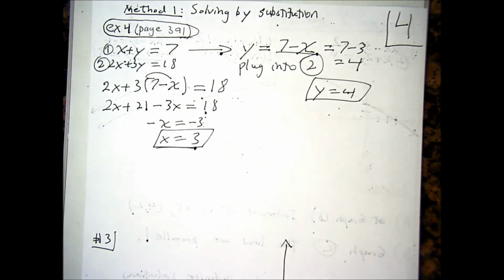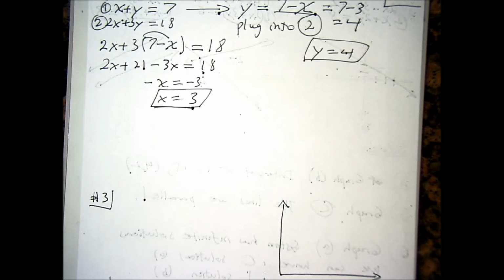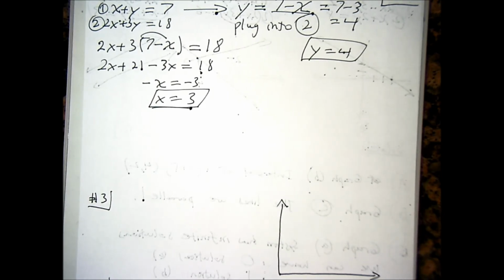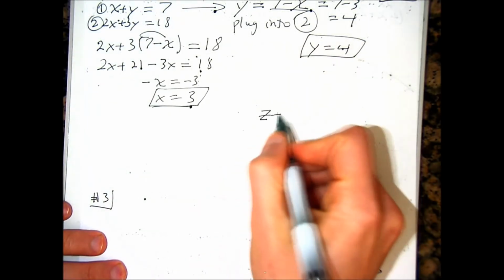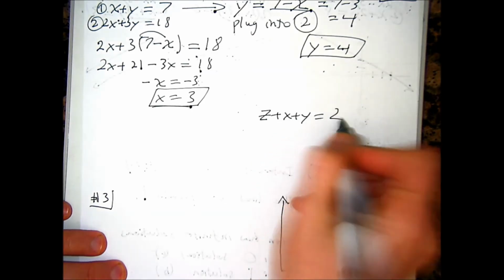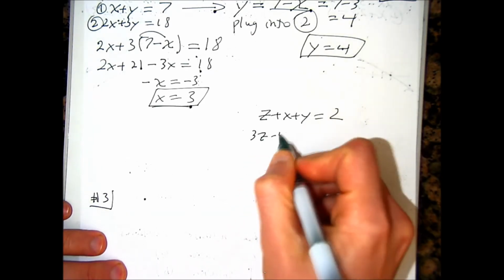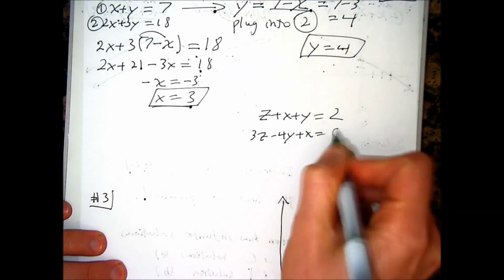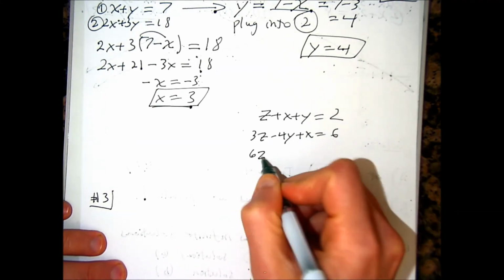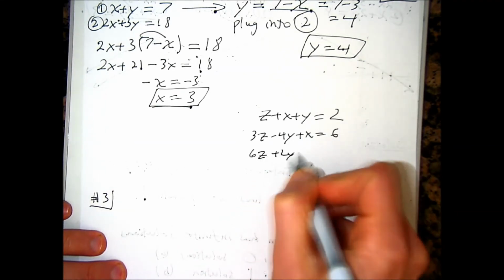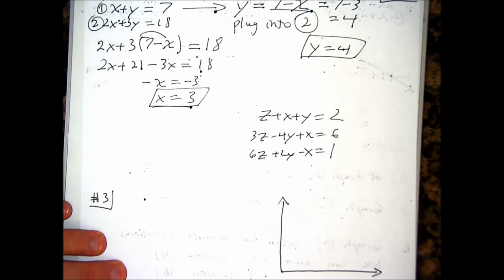Right. So, this is the same problem we just did. We're just solving it a different way. Yeah, this is a problem we did with the tickets. And then there's going to be, as we add in variables and equations, let's say I have z plus x plus y equals 2, 3z minus 4y plus x equals 6, and 6z plus 2y minus x equals 1. Let's say I have this system here.